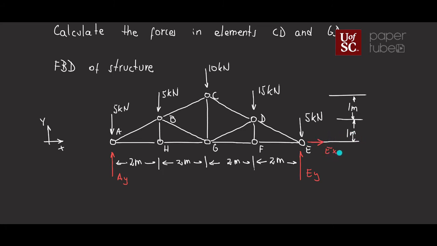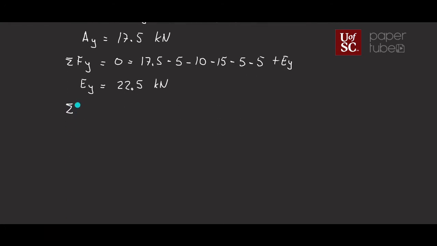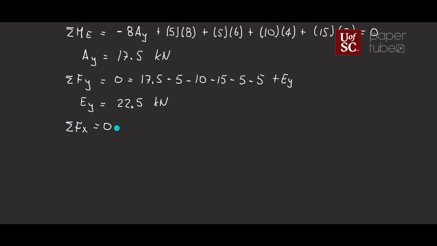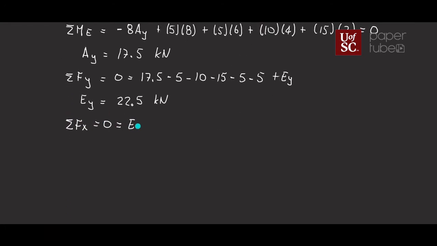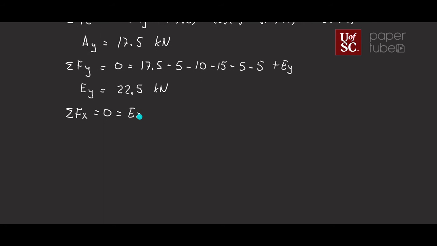Very good. Last equation that I need to write is to find EX, and I think it's easy to see that EX is equal to zero because there are no forces applied horizontally, right? So we do the sum of the forces in X, that should be equal to zero. The only force is EX, so EX will be equal to zero. Very good. All right, that's my first step. My first step again was to find the support reaction forces.